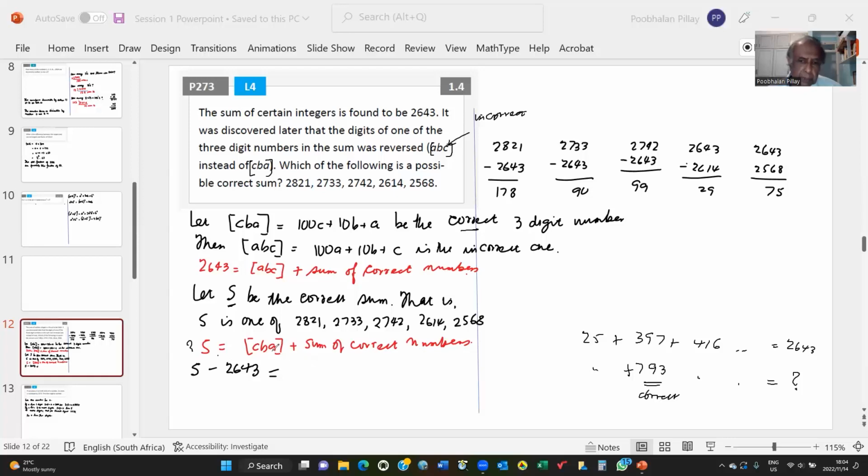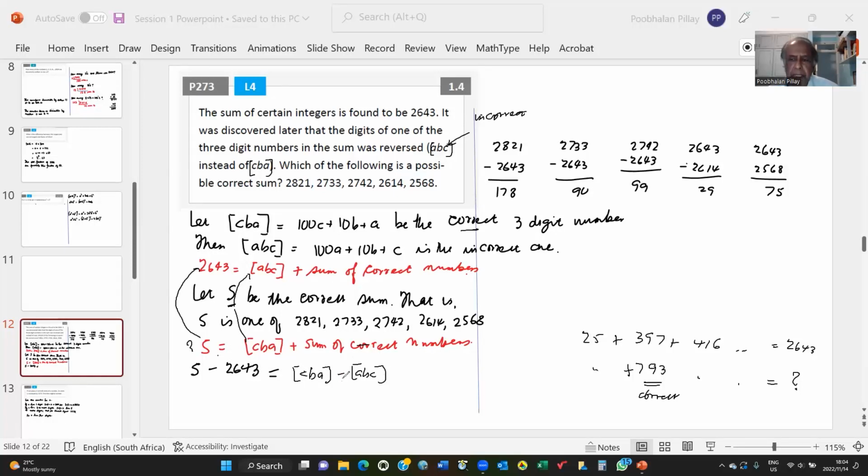What is that equal to? It's equal to CBA, this thing here, CBA minus ABC. Right? S minus that equals this minus that. And then if you subtract these two, it becomes 0 because it's the same thing. So S minus 2643 gives you this.